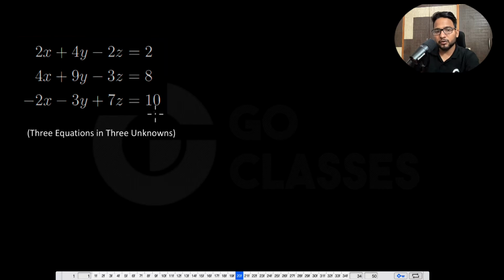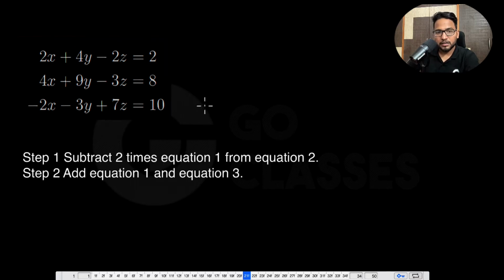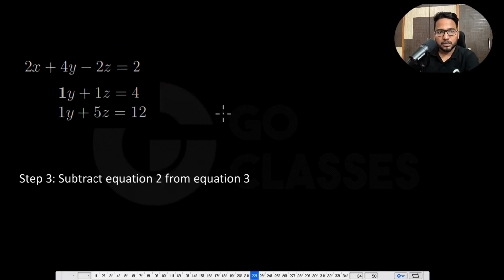So which means that you can write, or maybe I have the steps on the next page. The step 1 is basically subtract 2 times equation 1 from equation 2. Okay, so you can subtract 2 times equation 1 from equation 2, which means you can subtract 2 times of this, and then maybe add equation 1 and 3. So you can add these two. So finally I think I have the result here.